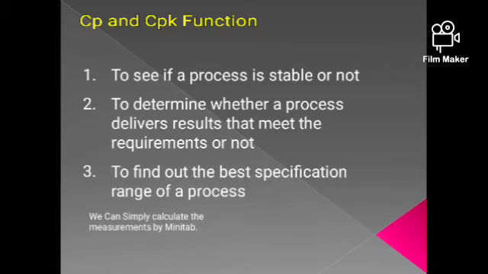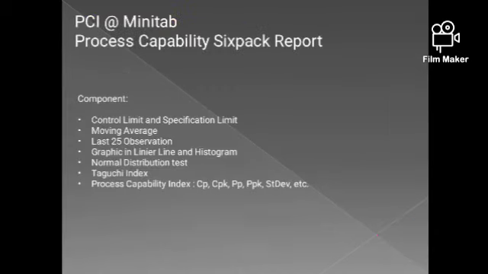And to make a review analysis easier, we can simply use the Minitab software, the Process Capability Six Pack analysis. It is easy and fun. The components of the Six Pack report are control limit and specification limit, moving average, last 25 observations, graphic in linear line and histogram, normal distribution test, Taguchi index, process capability index, CP, CPK, PP, PPK, standard deviation, etc.